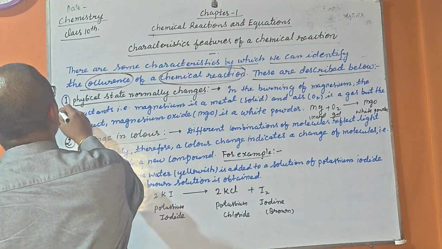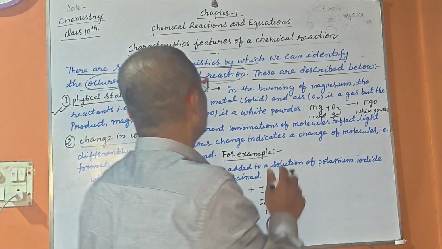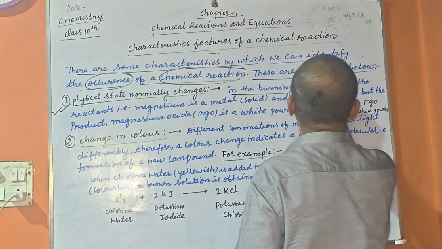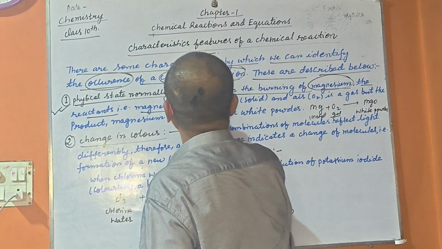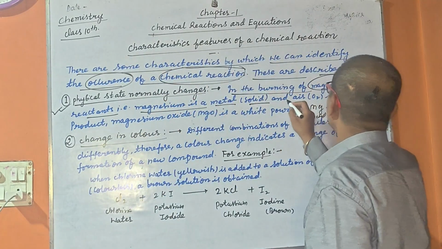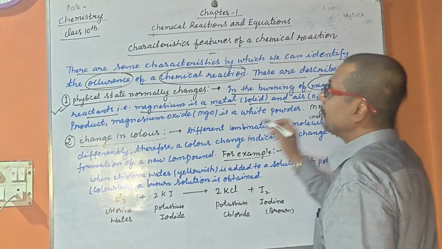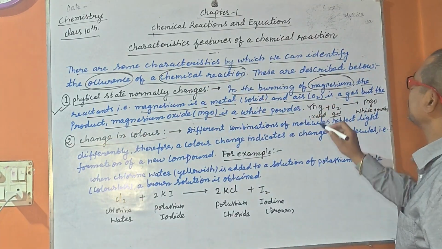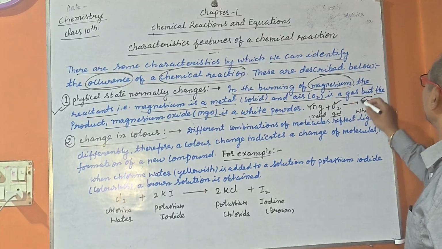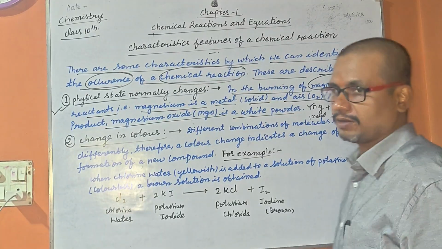Number 1 is the change of physical state. In the burning of magnesium, the reactants are magnesium, which is a metal in solid form, and oxygen from the air, which is a gas. But the product, magnesium oxide, is a white powder.